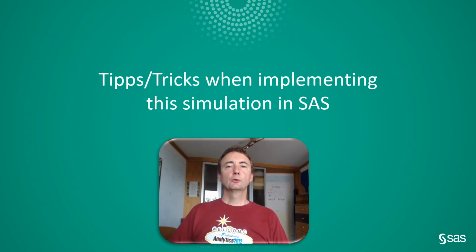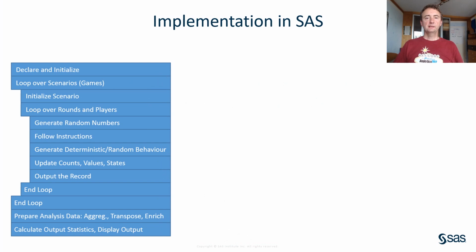Let's also take a quick look at how I implemented this Monte Carlo simulation for the Monopoly board game in SAS. As you see here, the implementation in SAS has been a concatenation of certain loops. I looped over the scenarios, the games, the rounds and players, and I performed all the actions like generating the random numbers, following the instructions, generating the behavior that the players have, updating the counts and the values, and then looping over all these scenarios.